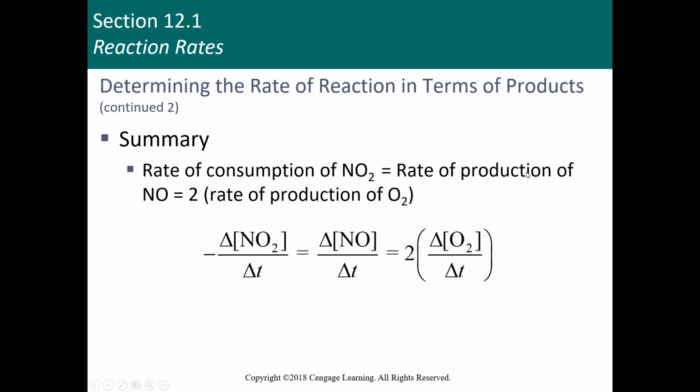Okay, so what we're looking at here is, again, this is going to be this right here. This is the consumption of NO2. That's going to be negative because it's going down. This right here is going to be the production of NO, and that is going to be positive because it is going up. When we look at the O2, that is going to be made half as often. So that is going to be made at half the speed.